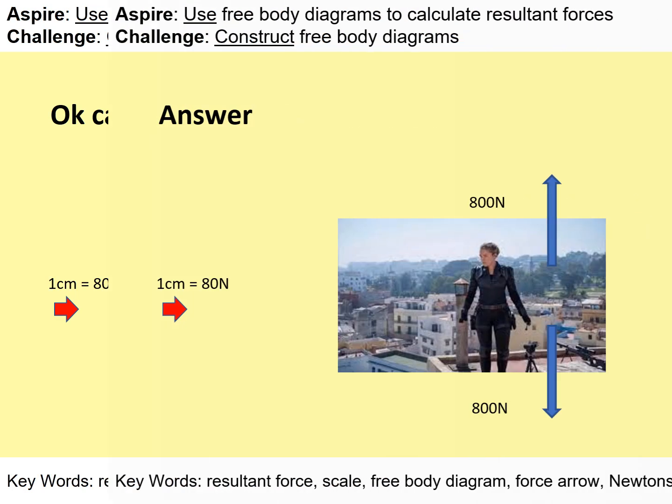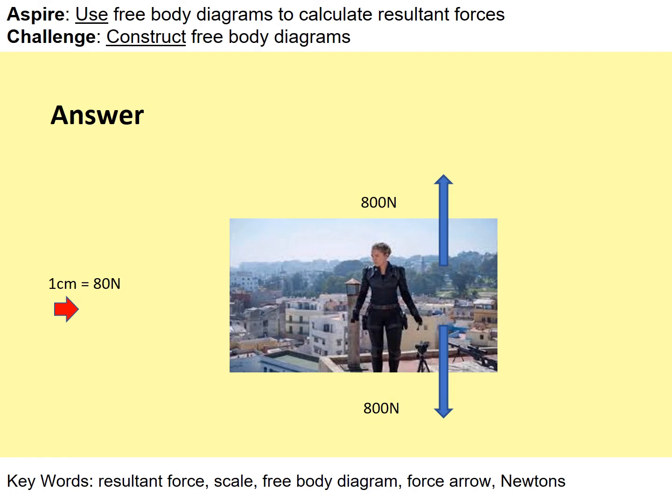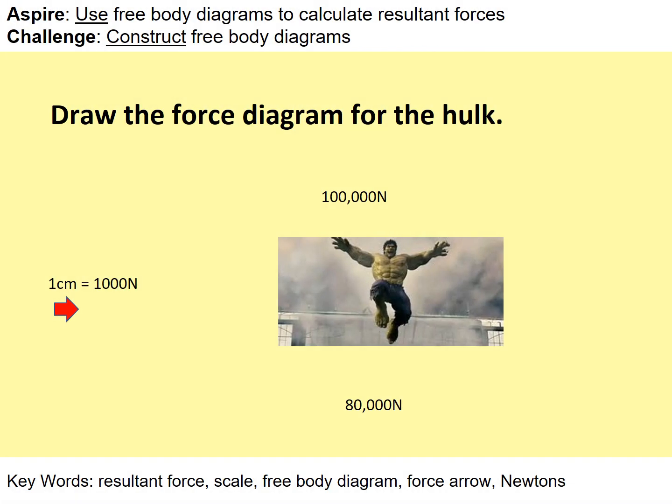All right. What you should have done is drawn a diagram with a 10 centimeter arrow pointing upwards and a 10 centimeter arrow pointing downwards. Okay, another one, try this one. So this is the Hulk jumping, and you've got 100,000 newtons pushing upwards and 80,000 newtons going downwards. But this time the scale's changed a little bit. So every 1 centimeter is 1,000 newtons. Off you go, 1 minute.